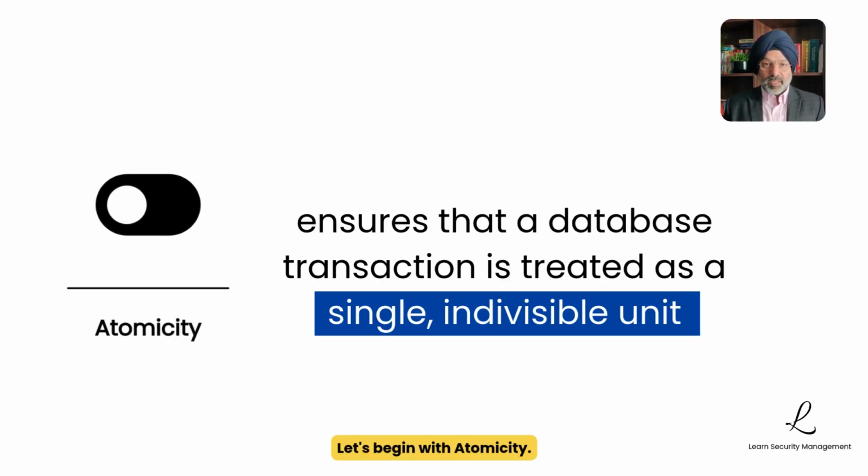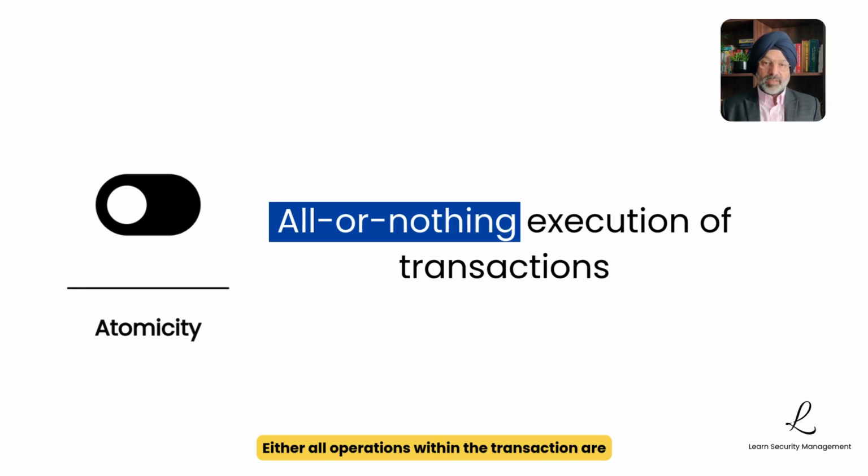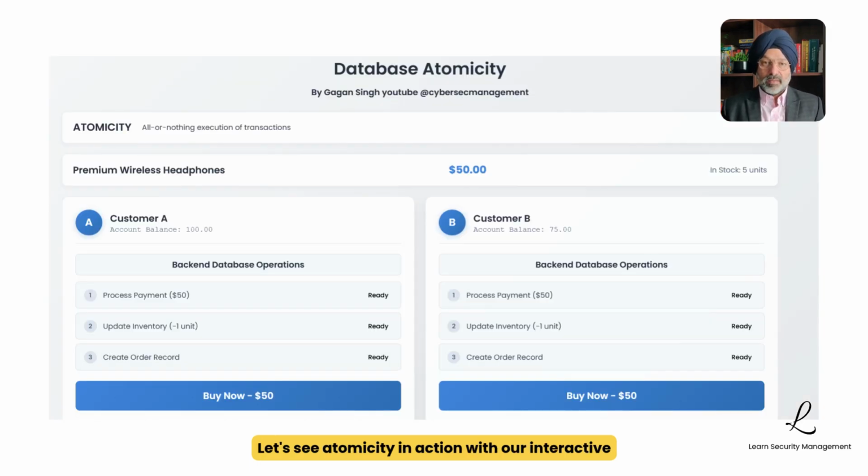Let's begin with atomicity. This property ensures that a database transaction is treated as a single indivisible unit. Either all operations within the transaction are executed successfully or none of them are. Let's see atomicity in action with our interactive demo. We have two customers trying to buy wireless headphones simultaneously. Watch what happens to each transaction step when we enable proper atomicity versus when we disable it.